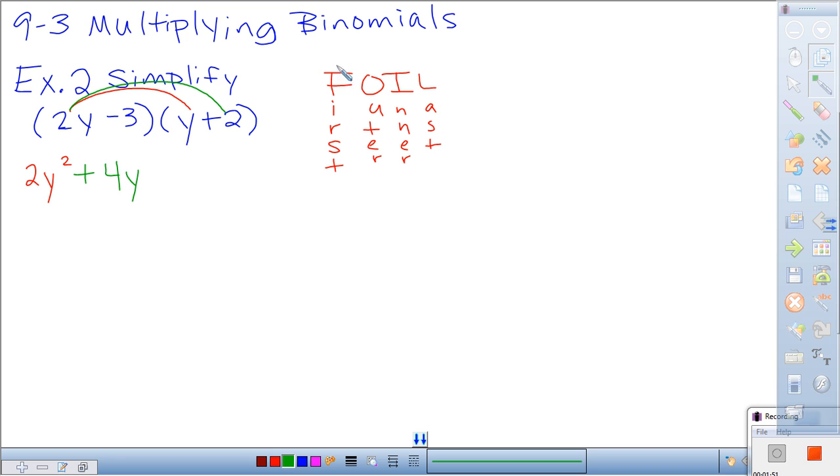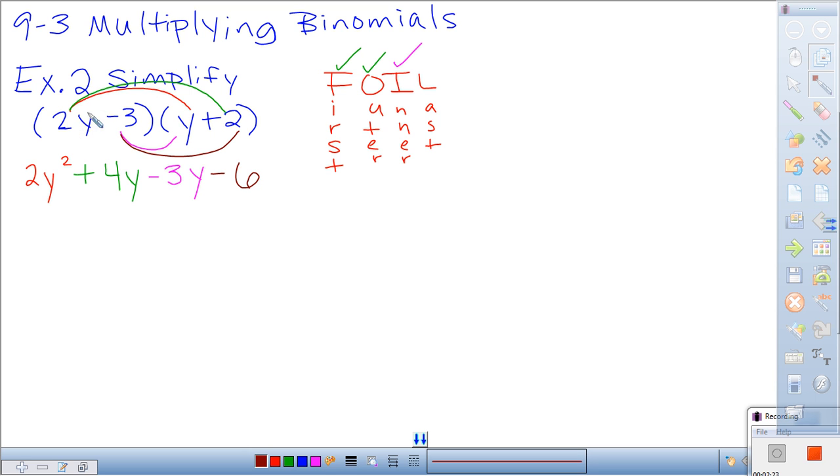So we're taking care of our first and our outer. Then we need to do our inner. Our inner, negative 3 and y, are inside terms. Notice that they're inside relative to 2y and 2, which are outside. So we have negative 3 times y, which is negative 3y. And finally, we have our last terms, which would be negative 3 and 2. They're both the last in each set of their parentheses. Negative 3 times 2, negative 6.